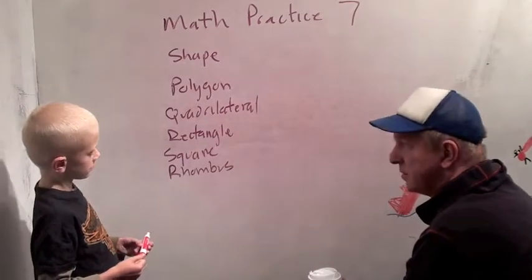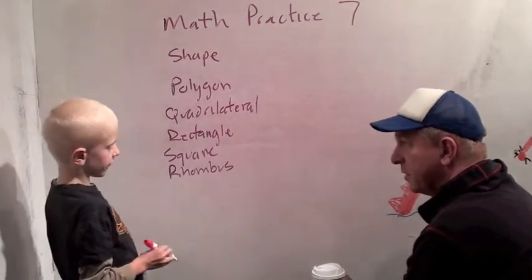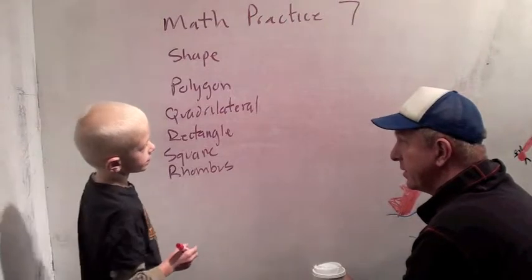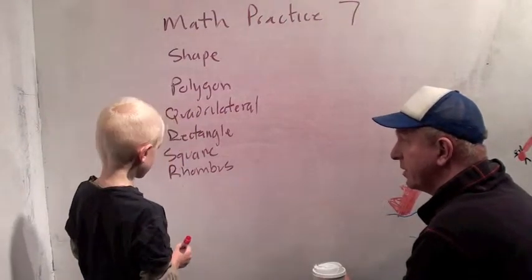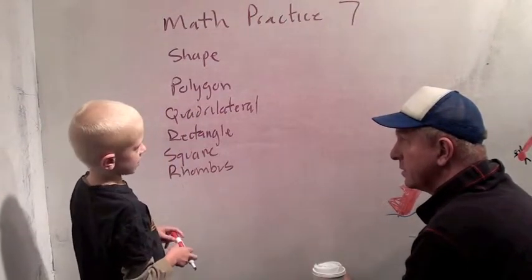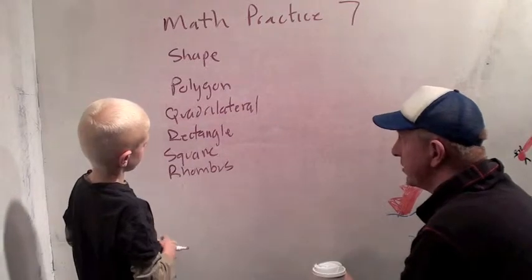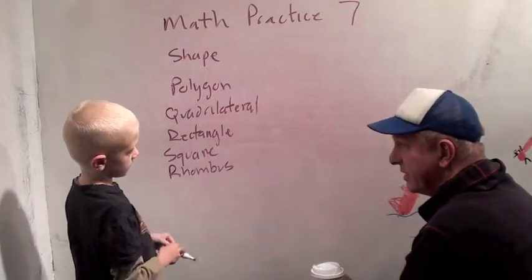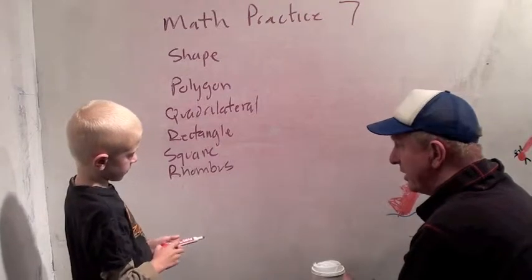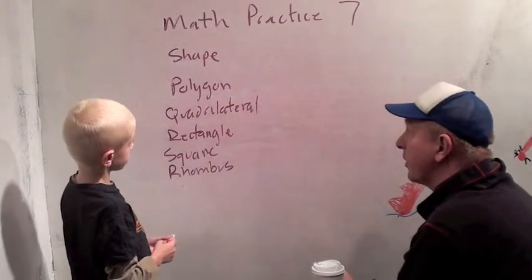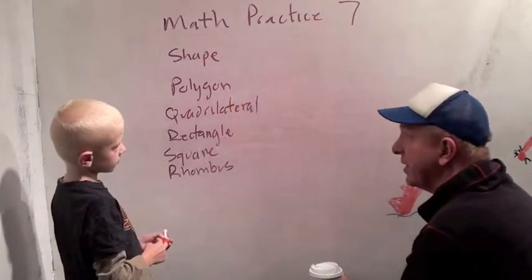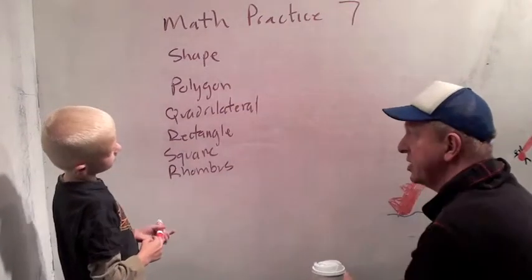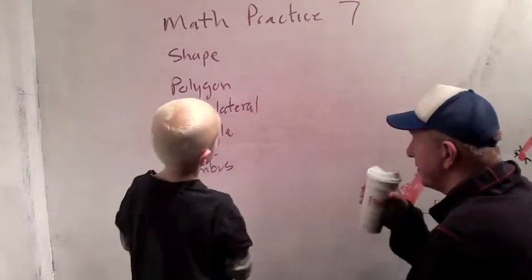What's a quadrilateral? A quadrilateral has four sides. Okay, and what kind of shape is a quadrilateral? It's sort of like a rectangle. Well, no, it's a polygon, so it has straight sides, and it has how many? Four. Okay, so a quadrilateral is a special kind of polygon, just like a polygon is a special kind of shape. Okay, so draw a quadrilateral for me.